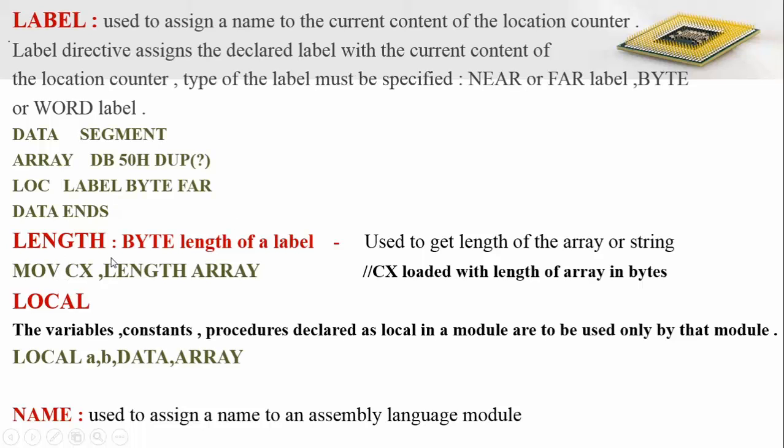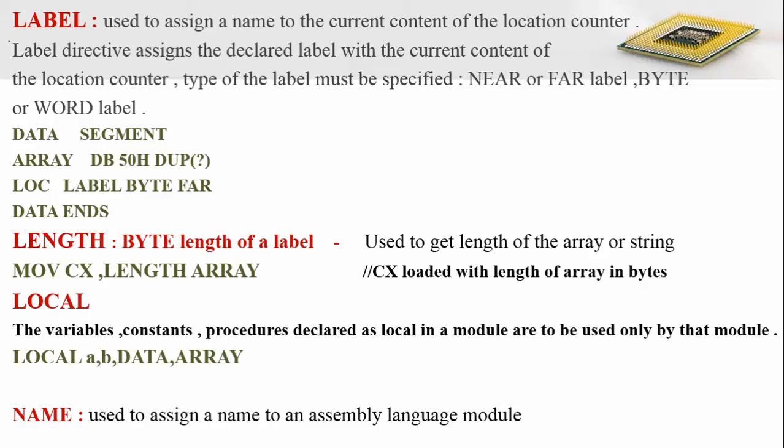Next is length. Length is used to get the length of an array or a string in bytes. For example, mov cx, length array. This instruction indicates the cx register is loaded with the length of the array in bytes. The array is a byte array, and its size, the number of bytes it represents, is loaded into the cx register.